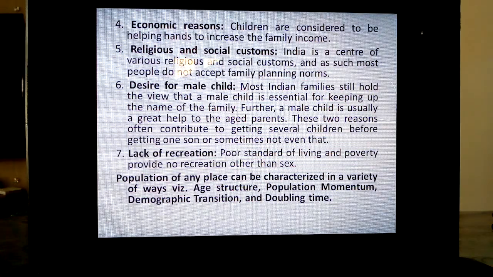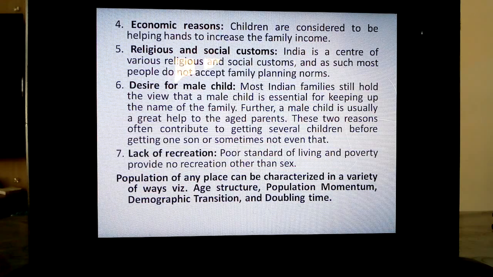Religious and social customs. India is a center of various religious and social customs, and as such, most people do not accept family planning norms. They think if they do family planning, they stop having children, they are committing some sin. So that religious and social norms and customs also prevent them from having family planning.